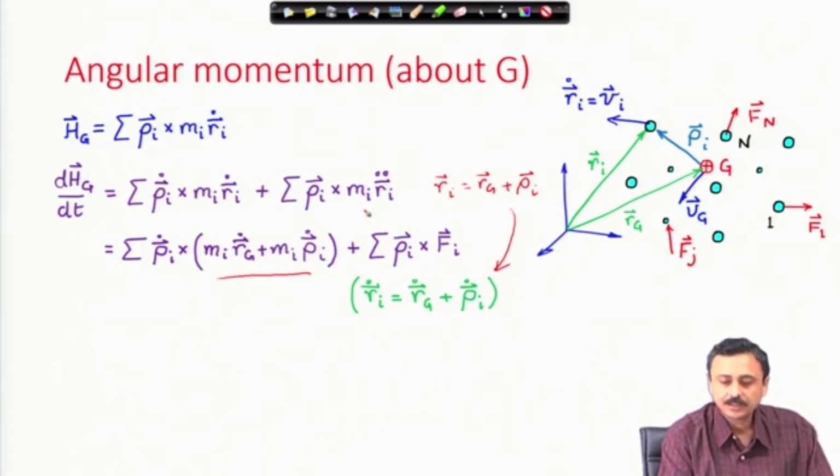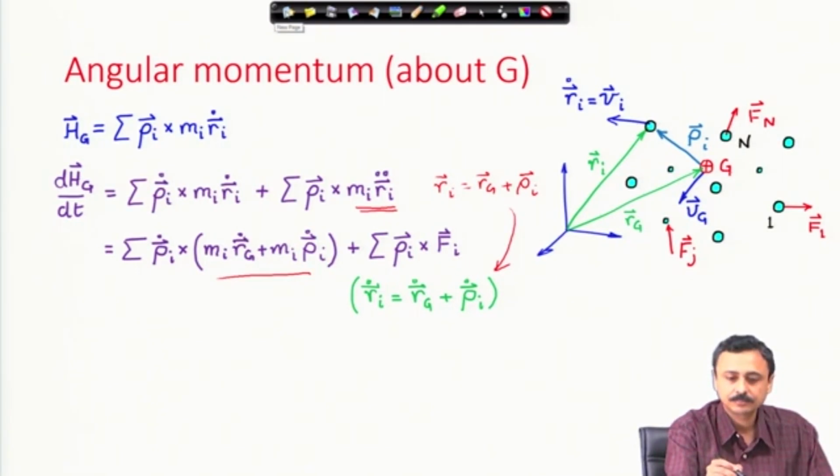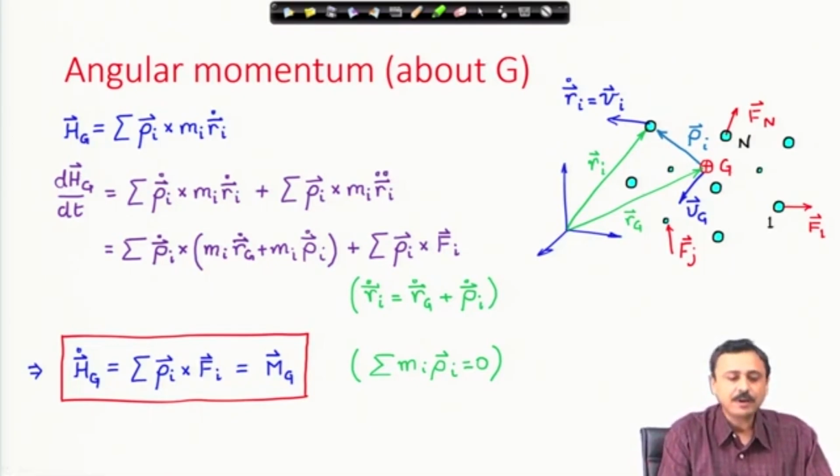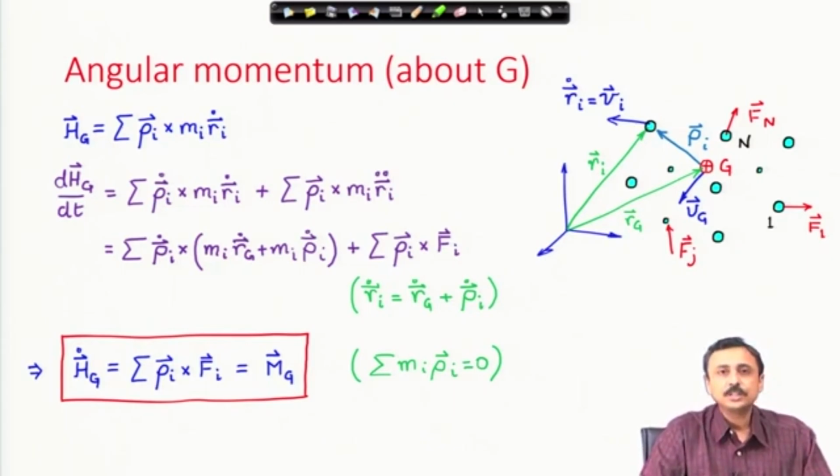and in the second summation, m_i r_i double dot must be equal to the net force, the force acting on the ith particle. And this, when simplified, gives us that the rate of change of angular momentum about the center of mass is equal to the net moment of all forces about the center of mass. And this is an equation which governs the evolution of the angular momentum of the system about the center of mass.